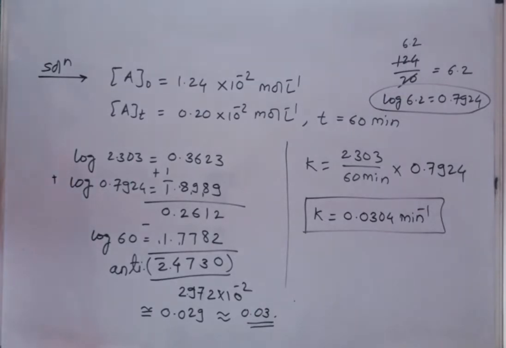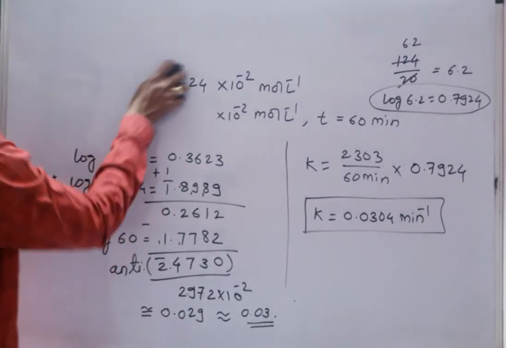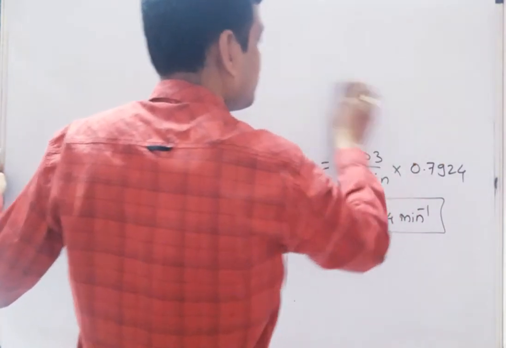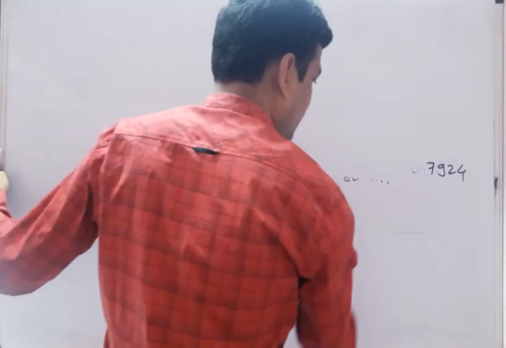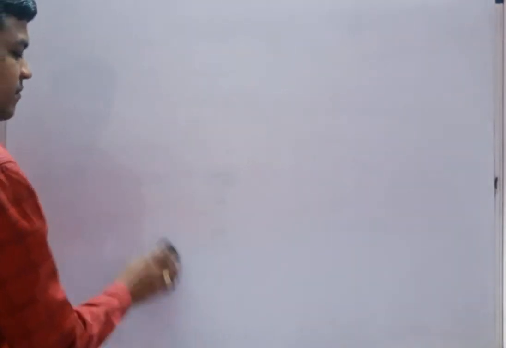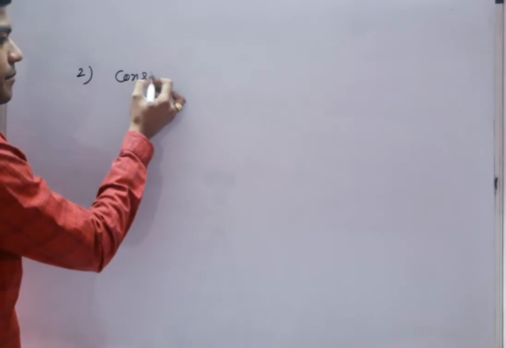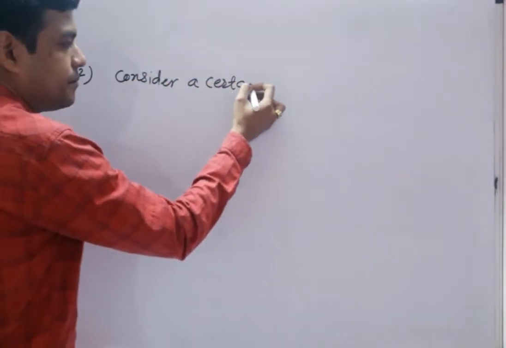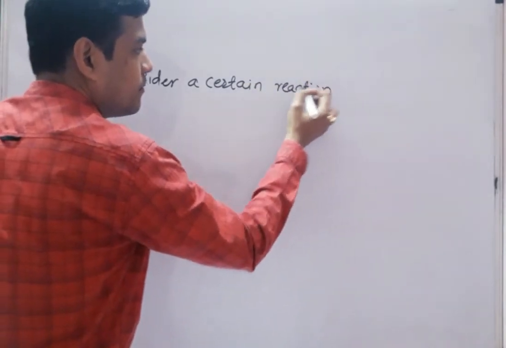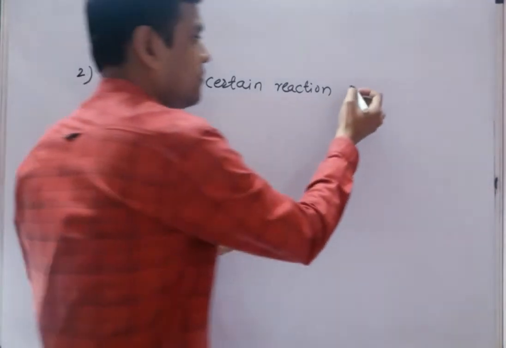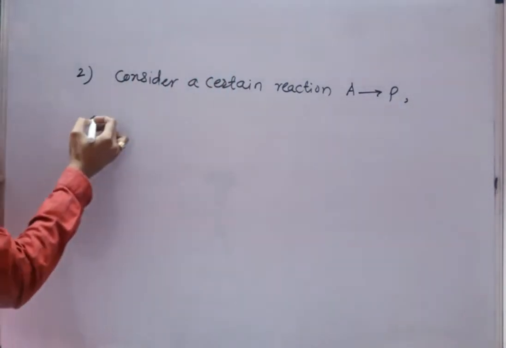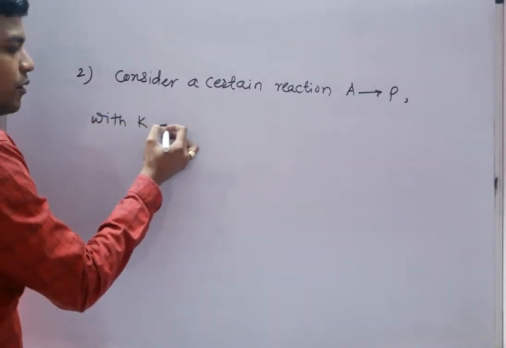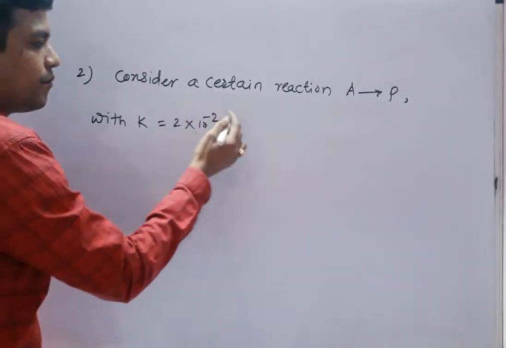Next numerical, take down. Consider a certain reaction, A gives product with K 2 into 10 to the power minus 2 per second.